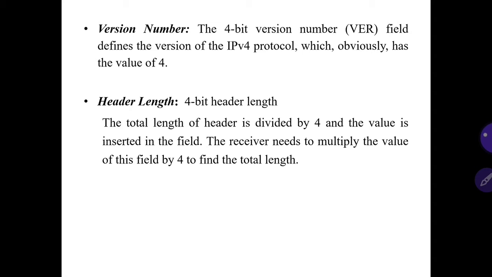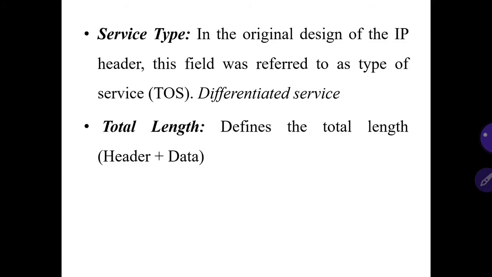Actually, the 4-bit version field defines the version of the IPv4 protocol, which obviously has the value 4. The 4-bit header length: the total length of the header is divided by 4, and the value is inserted in the field. The receiver needs to multiply the value of the field by 4 to find the total length. In the original design of the IP header, the service type field was referred to as service type or differentiated services. Total length defines header plus data.